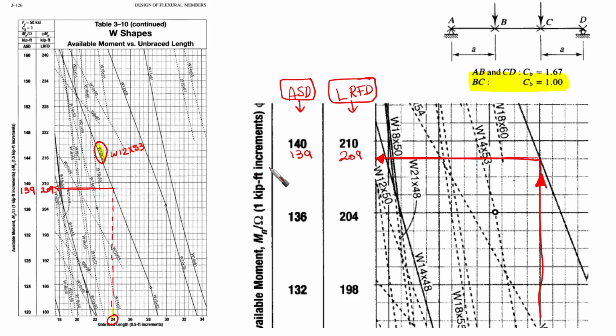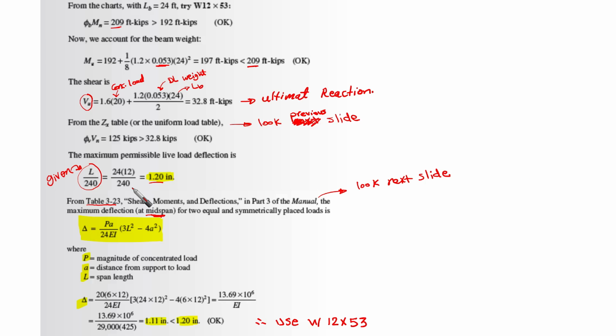Check the W shapes, available moment versus unbraced length. Go to the unbraced length on the horizontal axis and find 24 feet. Then go up until you reach the first solid line here. So from the charts with Lb equal to 24, try W12x53. Let's go back here.